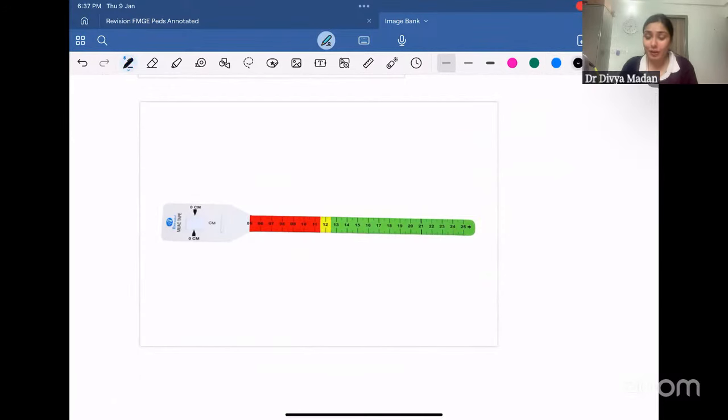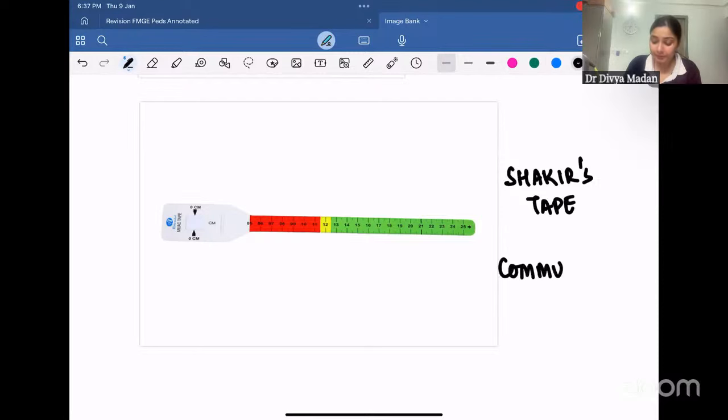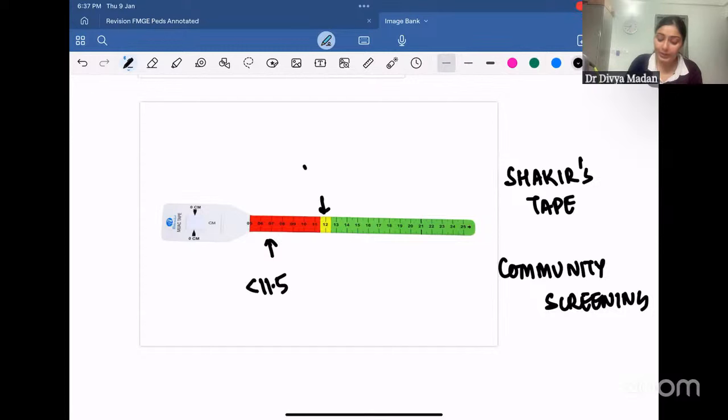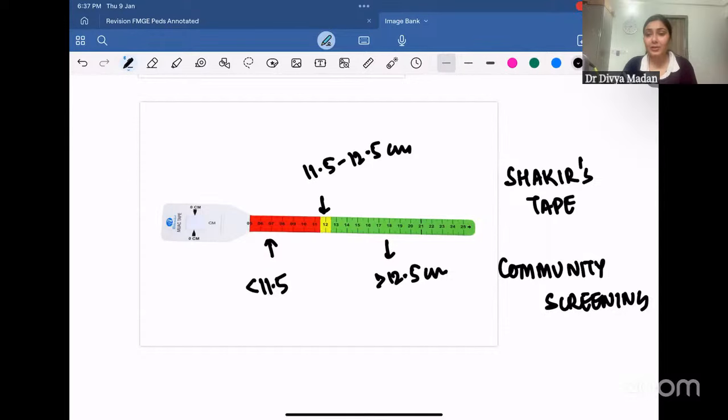Now moving to this device, this colorful tape we just discussed. The name of this tape is Shakir's tape, and we use this for community screening of malnutrition. It has 3 zones: red, yellow, green. Red is less than 11.5. Yellow is 11.5 to 12.5 centimeter. And green is more than 12.5 centimeter. Green means well nourished. Less than 11.5 means severely malnourished. And yellow zone is malnourished.